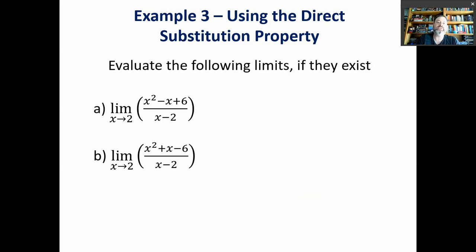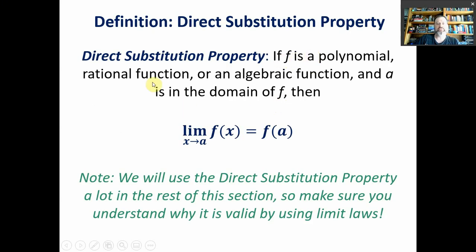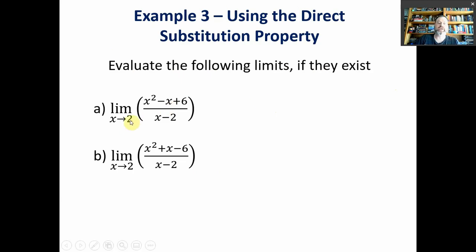So let's look at this example, and we'll see what happens, just trying to use the direct substitution property. So let's say you decide, oh, well, I can just use this direct substitution property, no big deal. And you try to just plug 2 in. What happens? Well, this is a rational function, and if f is a rational function, we're allowed to do it. But there's another condition: a has to be in the domain of f. And you can see clearly that a is not in the domain, because if you try to plug it in, you get division by 0.